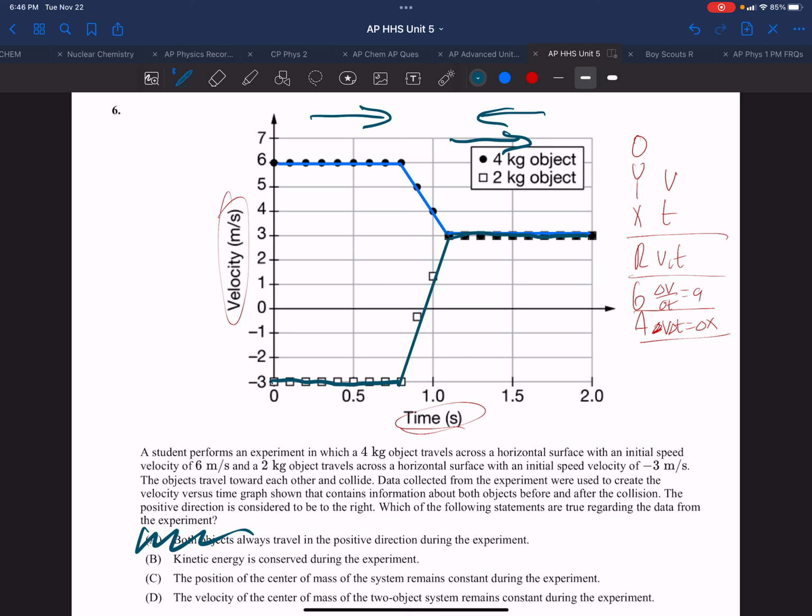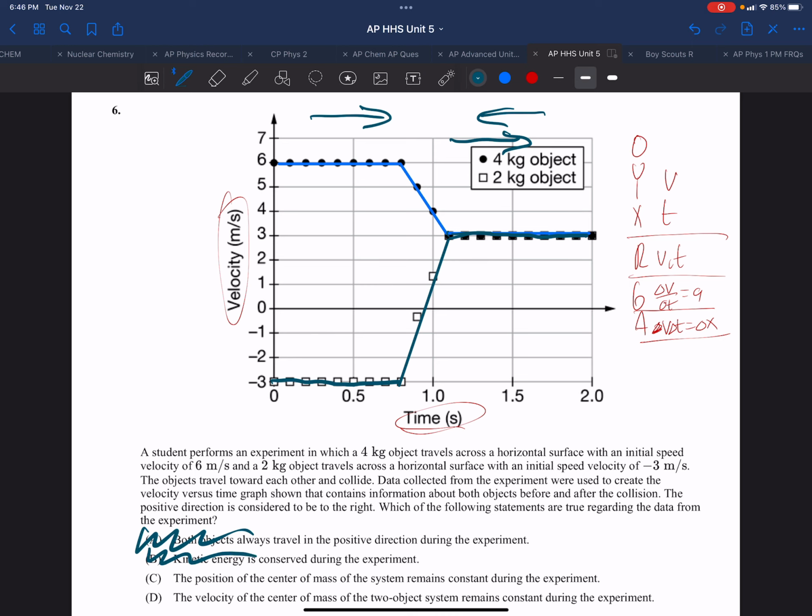Kinetic energy is conserved during the experiment. Well, if these things stick together, we know they collide. It doesn't say that they collide, but we can tell that they stick together because they have the same velocity when they hit. So kinetic energy is not conserved.